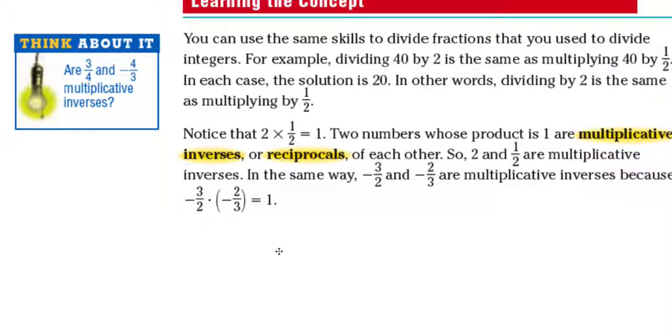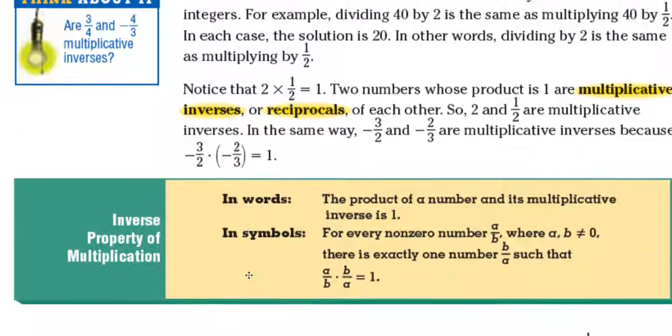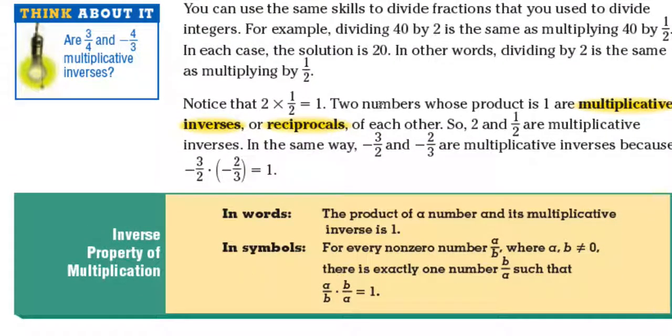to 1, which brings us to the definition, inverse property of multiplication. The inverse property of multiplication simply states the product of a number and its multiplicative inverse is 1. In symbols, for every non-zero number a over b, where b is not equal to 0, because it will not be defined if it's equal to 0, there is exactly one number b over a, such that a over b times b over a is equal to 1. Take note that the product should be 1, not negative 1. So it should be a positive 1, which brings us to the think about it.